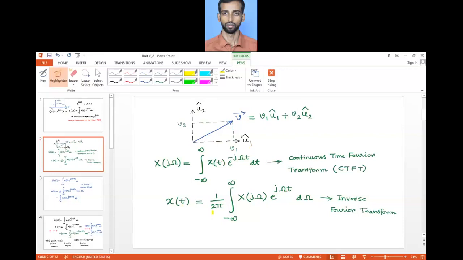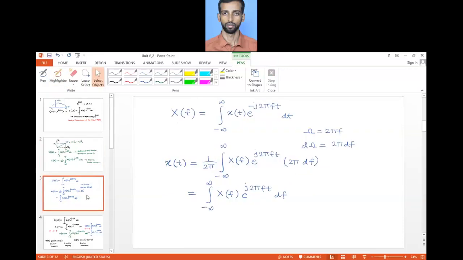from its frequency components. In some of the literature, you can also find that in the expression of x of j omega, 1 by root 2 pi is there outside, and in the expression of x of t, 1 by root 2 pi is there. So the 1 by 2 pi is divided as 1 by root 2 pi and 1 by root 2 pi. In most of the literature, you'll see that this 1 by 2 pi constant is outside the inverse Fourier transformation expression.